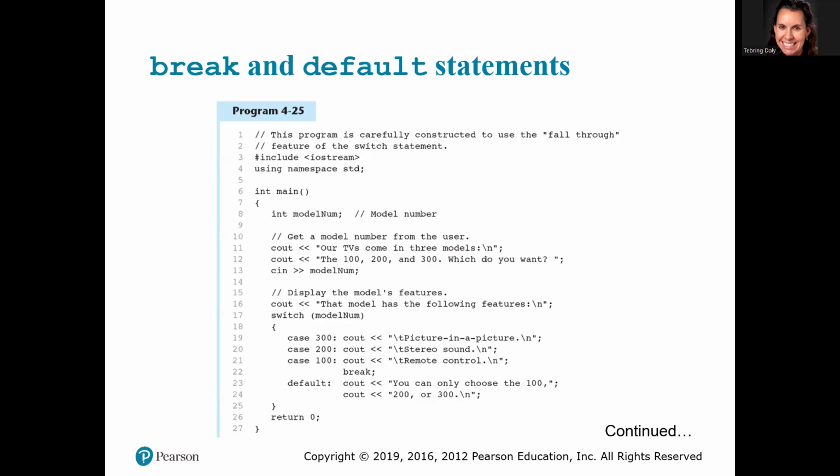Yeah, exactly. It makes sense for models because as you step your way up and you're paying more money, you don't want to lose the features that you got with the basic things. If you pay for the 200 one, you get the stereo sound and the remote control, right? But if you get the cheap one, the 100, you only get the remote control. So it doesn't go up, it goes down until it hits a break.